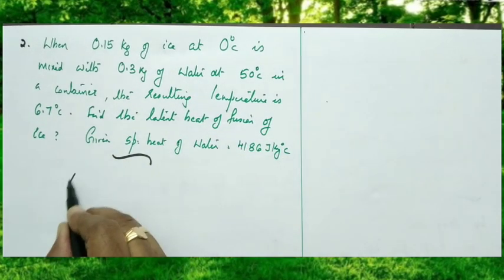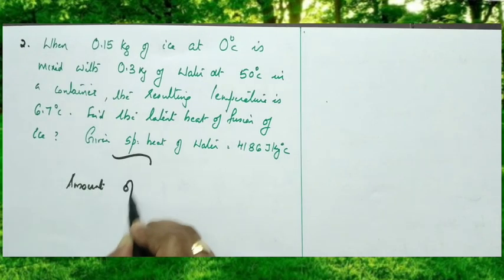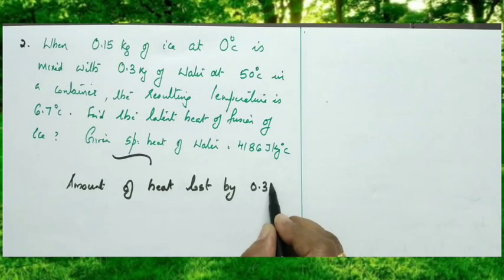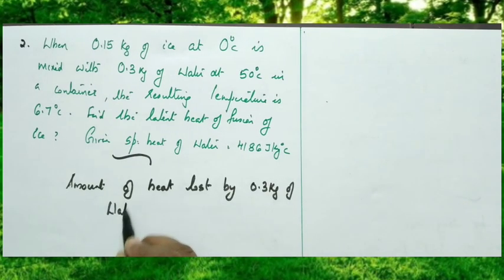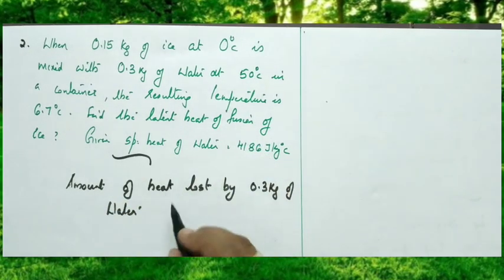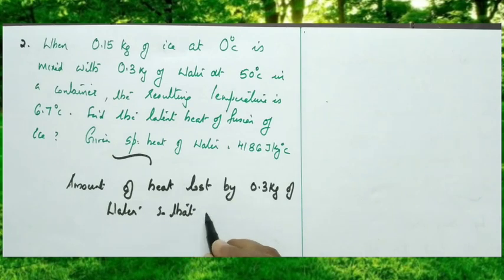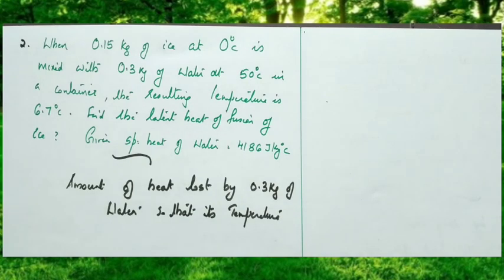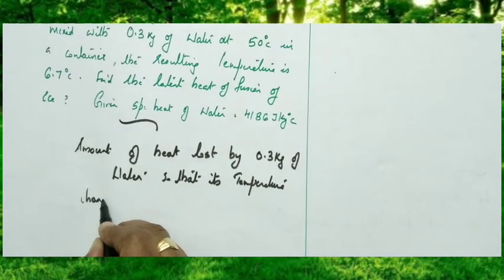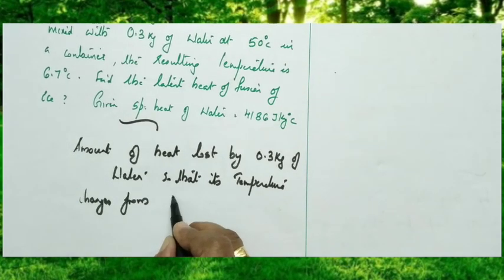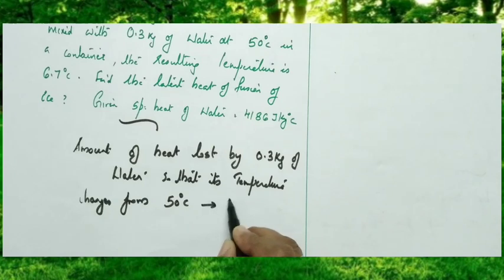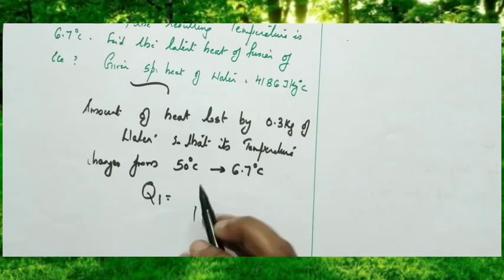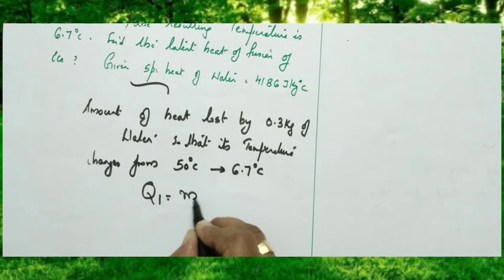So what is the amount of heat lost by 0.3 kilogram of water, so that its temperature changes from 50 degrees Celsius to 6.7 degrees Celsius? Let that quantity of heat be Q1. Q1 equal to, here change in temperature takes place, no? So which formula? m s delta T.